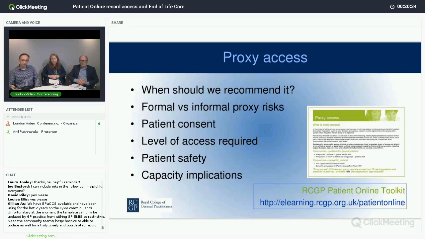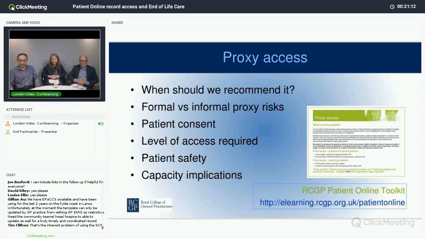I'm actually part of a practice that's trialing the proxy access formally. An example that we had recently in a practice was separated parents who both wanted access to their children's records, and by giving both sets of parents their own individual access, it's auditable. You've got a level of security there, and you've got a level of quality that you can gain by formalizing the process.